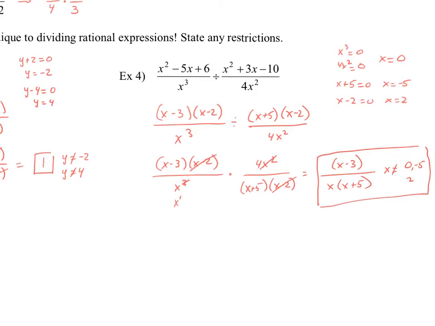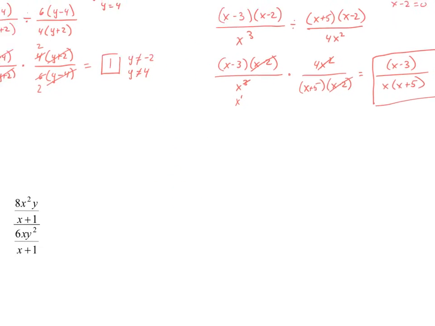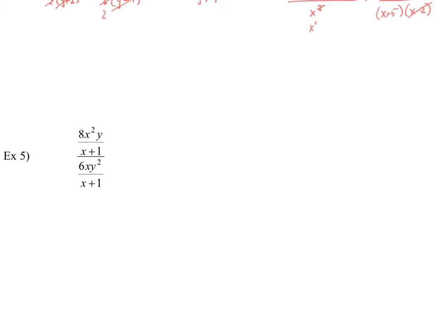Okay. All right. I want to look at one more example. I might not take you all the way through, but just take a look at one more example here. The biggest difference here is that this is written vertically. Well, I'm going to be honest with you, the first thing I'm going to do for this problem is change it so it's written horizontally. I feel more comfortable when it's written horizontally. So 8x squared y over x plus 1, and that is being divided by 6x squared y over x plus 1.